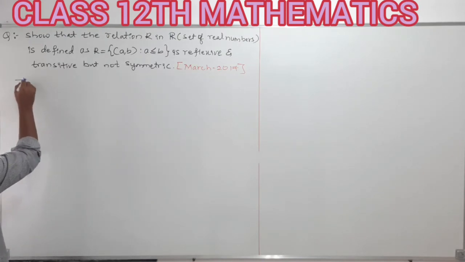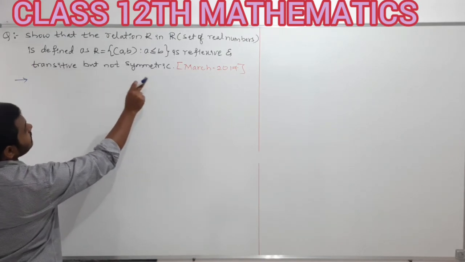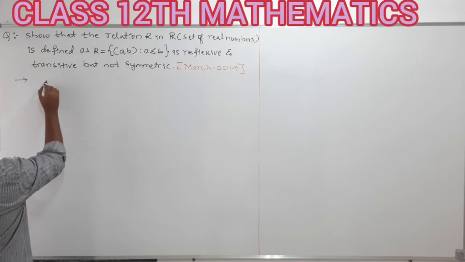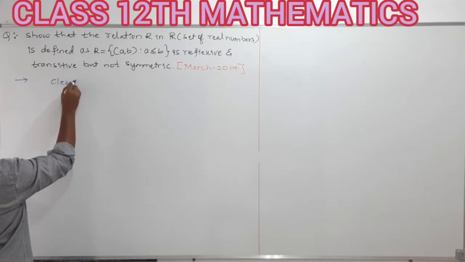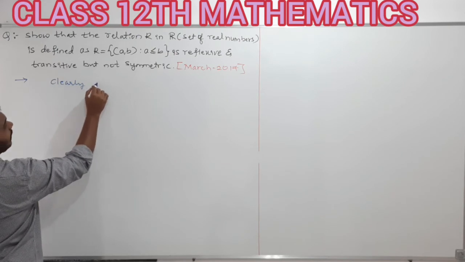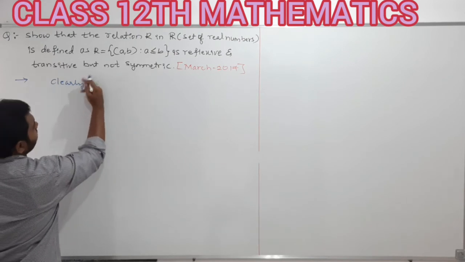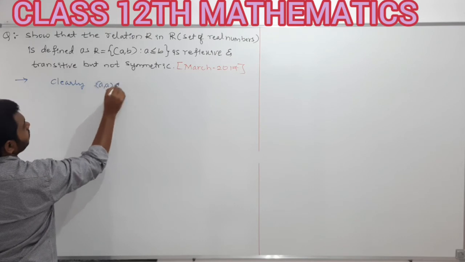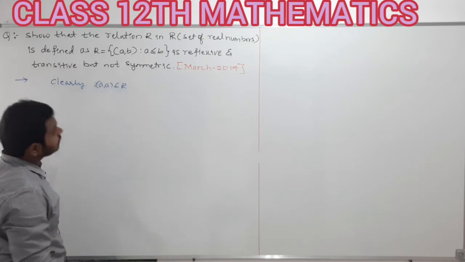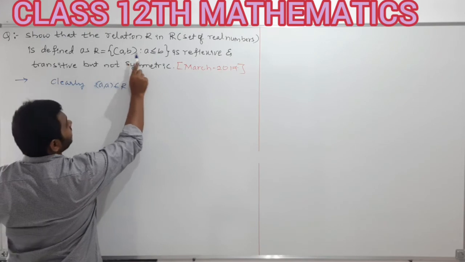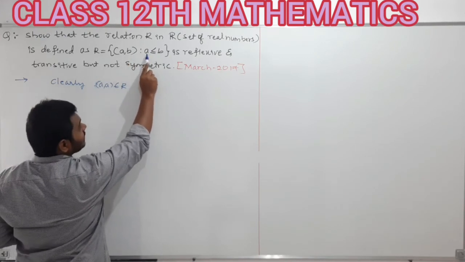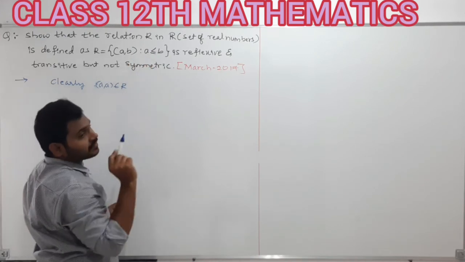Next, we should show that R is reflexive. Clearly (A, A) belongs to R. What is the reflexive condition? Every element is related to itself.